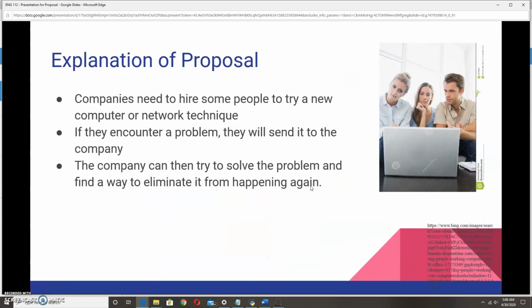On this slide, I will talk about the explanation. Companies need to hire people, and then they can eliminate the problem with the people that they hire. And on this slide, I have a picture of 3 individuals looking at a computer that maybe they had a networking issue come up and they would like to report it up to the company to try and fix it.